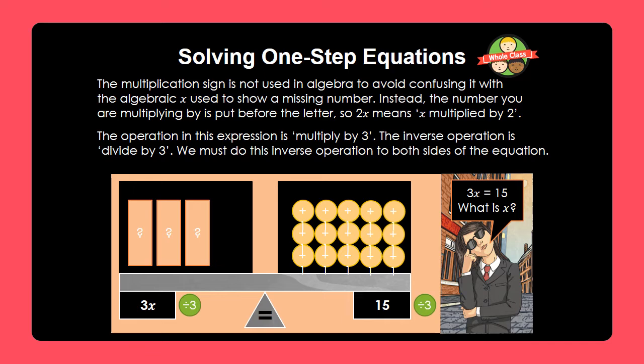Now, what we have in those three groups will tell us the value of x. Voila! Can you see our three groups? Excellent. How much do we have in the three groups shown on the right-hand side? Excellent. We have 5 in each of our three groups. So 15 divided by 3 gives us 5. So x has a value of 5.